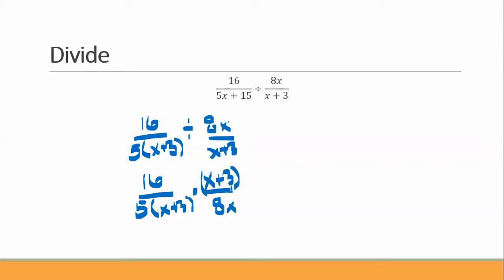So then that's technically one term, one number, so the x plus 3 is in the numerator and the denominator, those divide out. And then we have 16 and 8. 16 divided by 8 is 2, so that divides out. And then we can multiply across the numerator and denominator, and we have 2 over 5x.